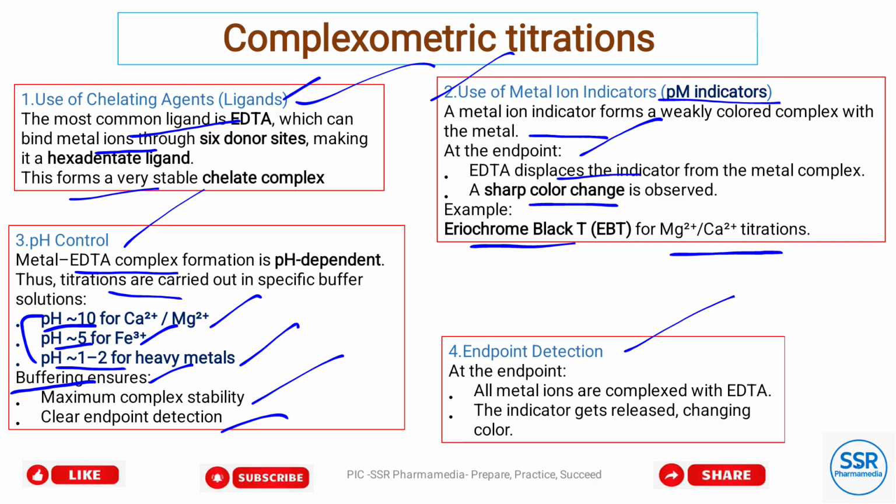And in detection of the endpoint, at the endpoint, all metal ions are complexed with EDTA. The indicator gets released and changes color to wine red. All metal ions form a complex with the indicator. At the endpoint, the indicator is released and EDTA forms a complex with the metal, producing the color change from wine red to blue.